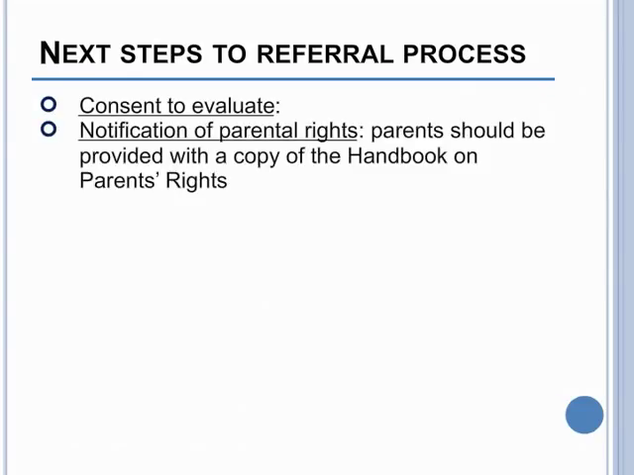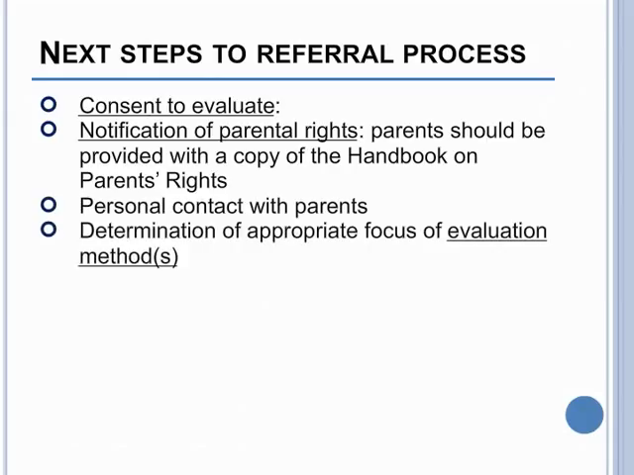The referral stage begins and you must have consent to evaluate. For the initial referral of a student for special education, the parents must be notified of the school's concern and give written permission to evaluate. Notification of parental rights: if you look at page 47 in your textbook, there is a table that has the parent rights and procedural safeguards. It's important that you understand that all of that is in the handbook on parental rights.